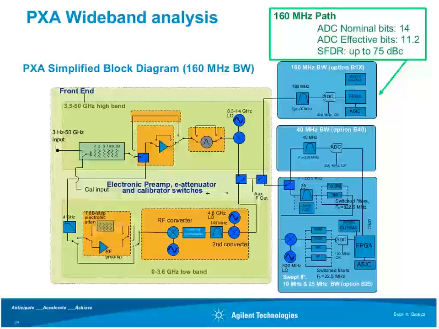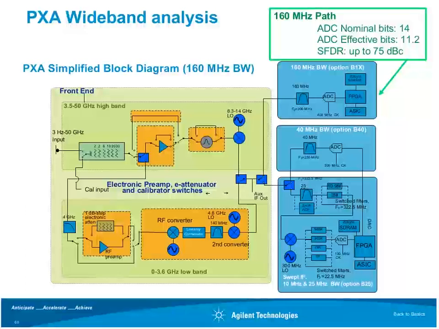And so here, for example, on the PXA, we have a number of different resolution bandwidth choices that are available. So the standard unit has 10 megahertz bandwidth maximum, optional to 25, and then more recently we added 40 megahertz and most recently 160 megahertz bandwidth options. So again, depending on the type of signal you're looking at, you may need much wider IF bandwidths.